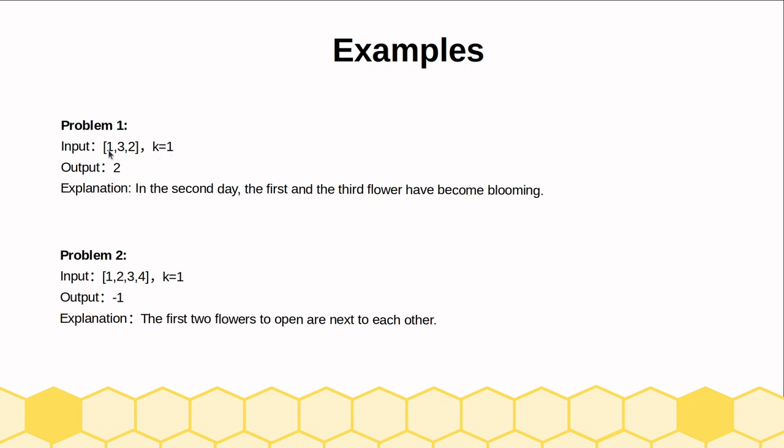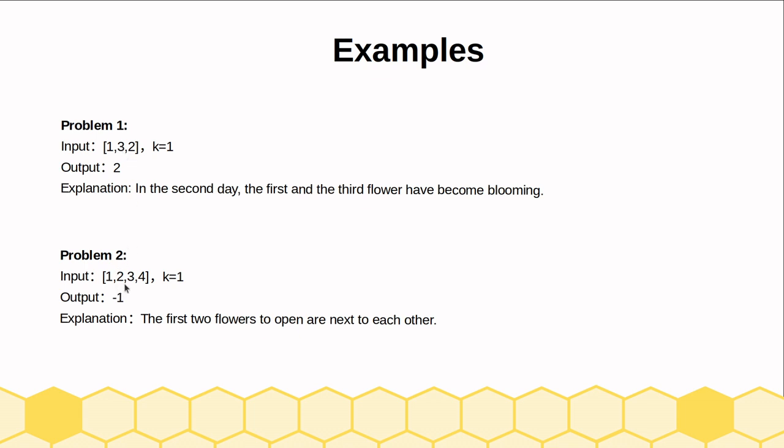On the first day, the first flower will bloom. The second flower will bloom on the third day. The third flower will bloom on the second day. So the third and first flowers will be bloomed, and in between them there is a flower which is not blooming, and the number of not-blooming flowers is k, and k is equal to 1. So in that case, the output will be 2. There are 2 flowers which are blooming, and between those 2 flowers there is 1 flower which is not blooming. This is the output we have to find.